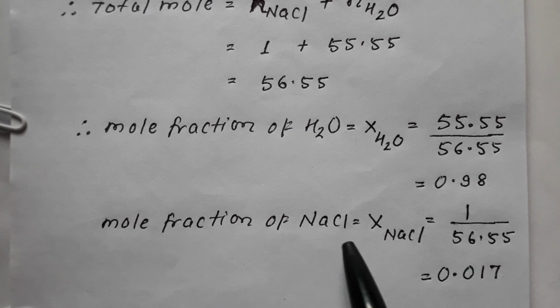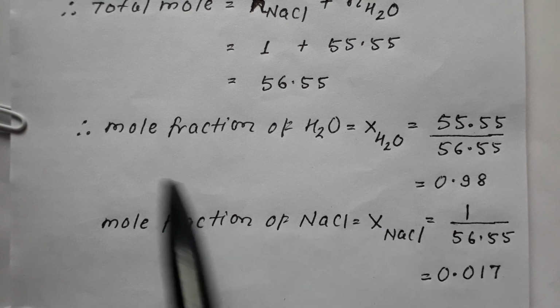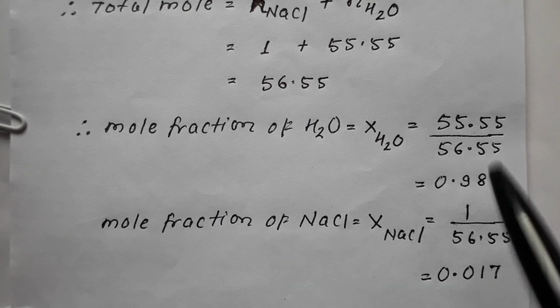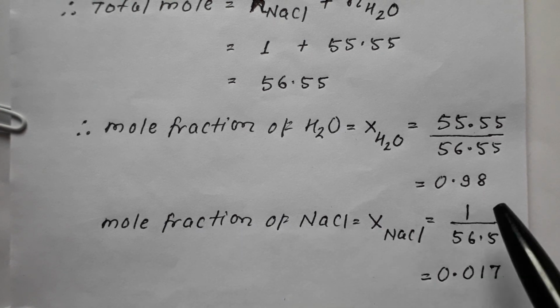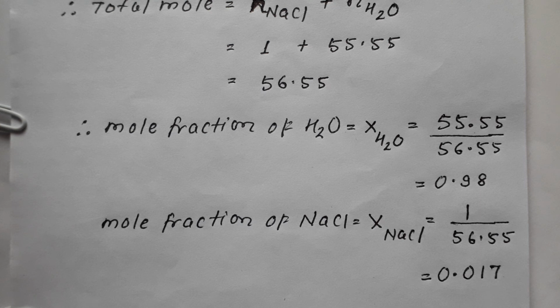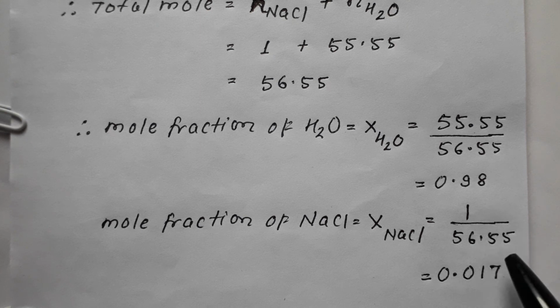The mole fraction of water is mole of water upon total mole, which is 0.98. Mole fraction of NaCl is mole of NaCl 1 upon total mole 56.55, which is 0.017. So this is how we have calculated the mole fraction of water and the mole fraction of NaCl.